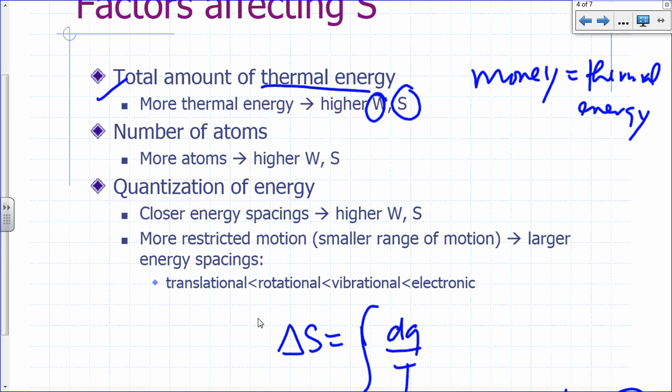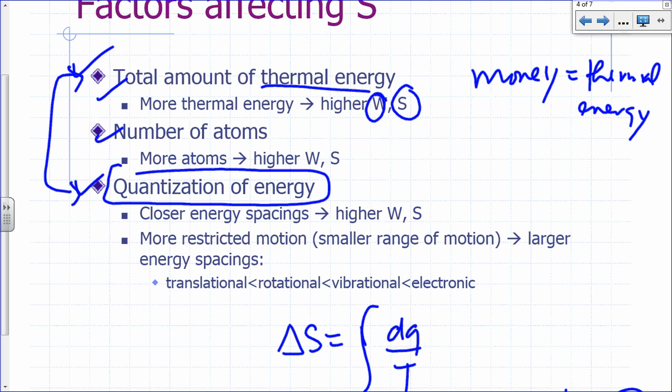Now, what about number of atoms? If I have 2 pennies and I have 3 people to distribute it to instead of just 2 people, what happens? You have more ways of distributing it, right? So that is also another factor. Now, the 2 most common factors we really have to worry about would be this first and third one, because the second, in general, we're going to be looking at systems where the number of atoms is fixed, right? So we're only going to look at pretty much just the first factor. And this second factor, this is important, quantization of energy. The closer the energy spacings, the higher the number of ways of distributing the energy.